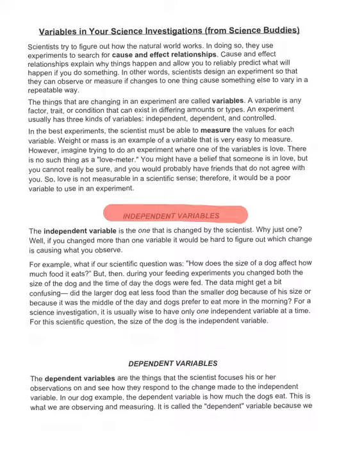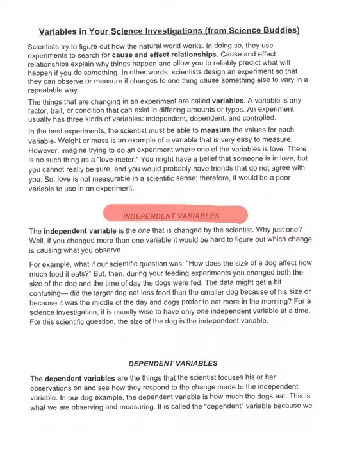Independent variables. The independent variable is the one that is changed by the scientist. Why just one? Well, if you changed more than one variable, it would be hard to figure out which change is causing what you observe.